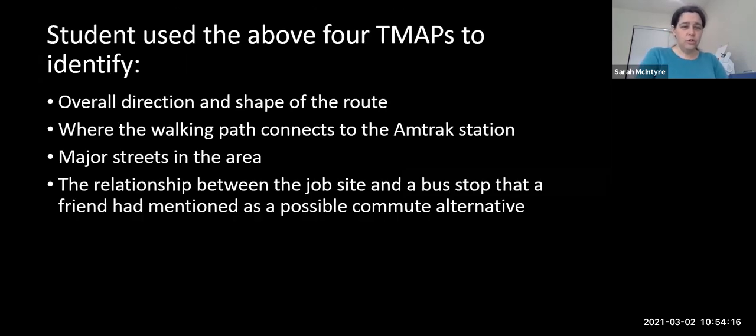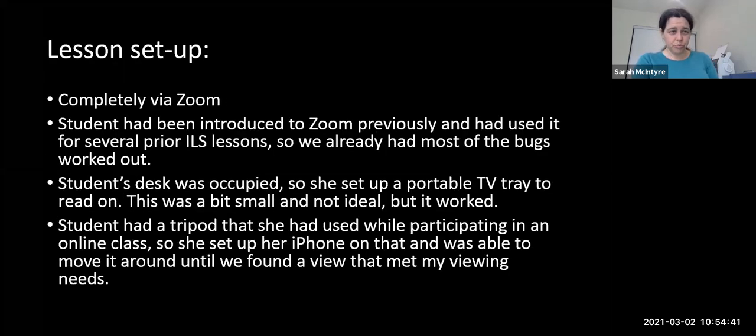The student was able to use the 4 Tmaps to identify the overall direction and shape of the route, where the walking path connects to the Amtrak station, major streets in the area, and the relationship between the job site and a bus stop that a friend had mentioned might be an alternative commute. So she was able to find those things on the map. And next slide, please.